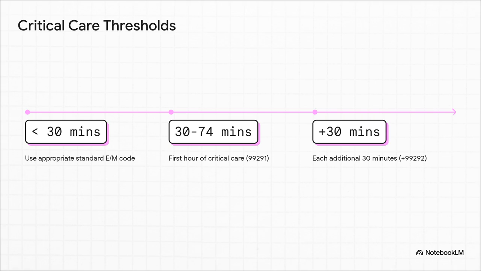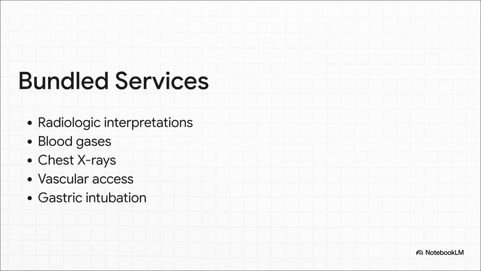The clock officially starts for code 99291 at exactly 30 minutes, and that covers you up to 74 minutes. After that, every additional 30 minutes earns you the add-on code 99292. But hey, watch out for unbundling. Certain services are just inherently included in these critical care codes, so if you see radiologic interpretations, blood gases, chest x-rays, vascular access, or gastric intubation performed during critical care, do not code them separately. They're bundled right in. Unbundling those is basically a fast track to audit failures and some pretty severe financial penalties for your practice. Always double check your documentation.